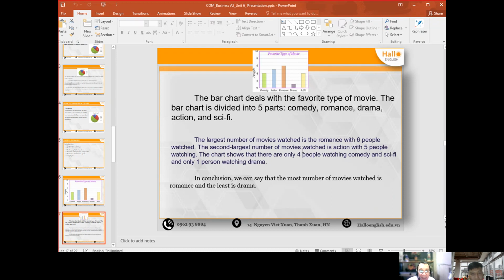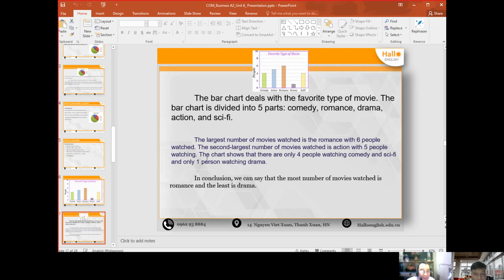One is the body, and this one is the conclusion. In your body, you may say the largest number of movies watched is romance, with six people watching. The second largest number of movies watched is action, with five people watching.